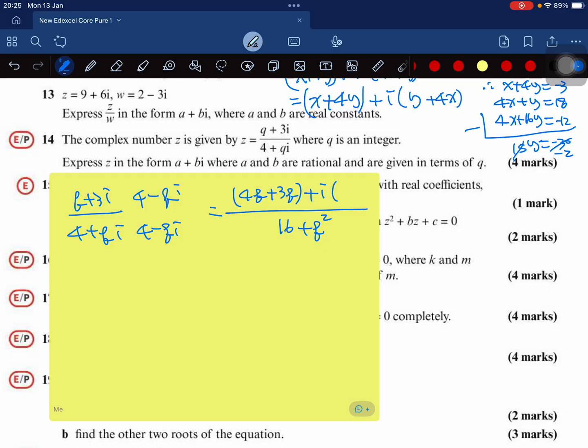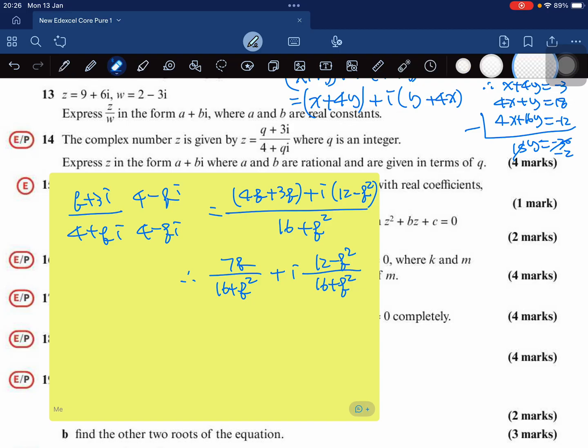The imaginary part is 12 minus q squared. Therefore, 7q over (16 plus q squared), plus i times (12 minus q squared) over (16 plus q squared). And the next one.